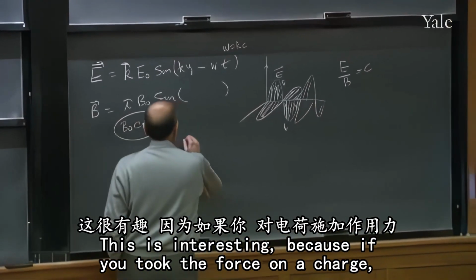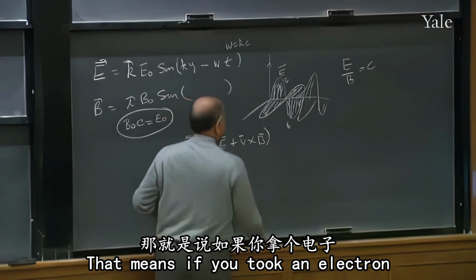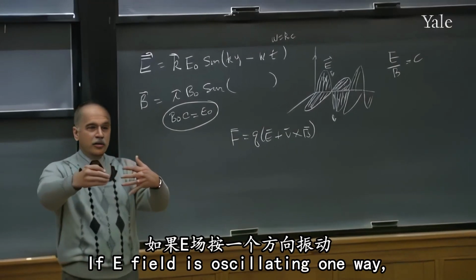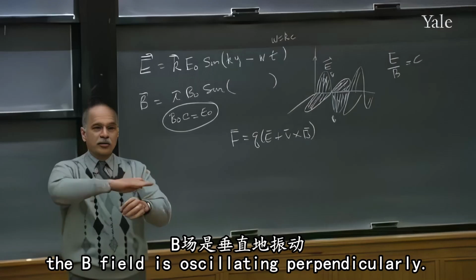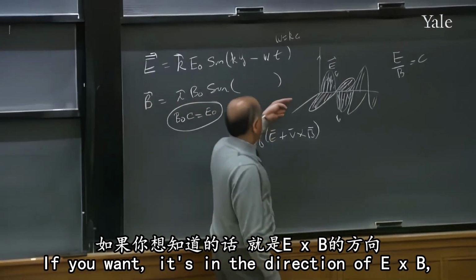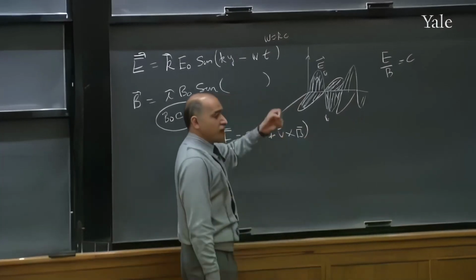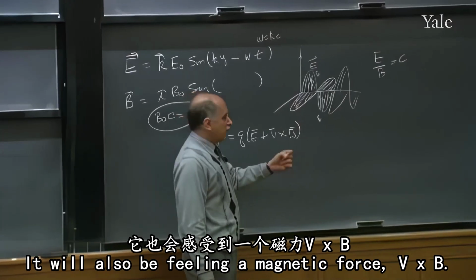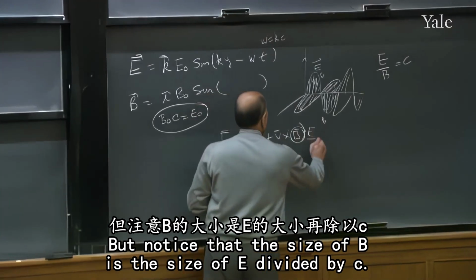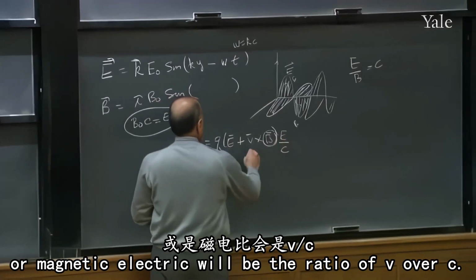This is interesting because if you took the force on a charge, you remember it's q times (E plus v cross B). That means if you took an electron and you left it in an electromagnetic field, the field comes and hits you. The E field is oscillating one way, the B field is oscillating perpendicularly, the wave is traveling in a direction perpendicular to both. If you want, the direction of E cross B is the direction of propagation of the wave. If it hits an electron there, the oscillating up and down electric field will make the electron move up and down. It'll also be feeling a magnetic force, v cross B. But notice that the size of B is the size of E divided by c. So the magnetic to electric force ratio will be in the ratio of v over c.